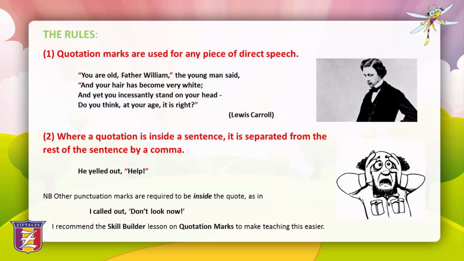2. Where the quotation is inside a sentence, it is separated from the rest of the sentence by a comma. For example, "He yelled out, 'Help.'" Note, other punctuation marks are required to be inside the quote, as in, "I called out, quote, 'Don't look now,' end quote." And this takes a fair bit of teaching. I recommend the Skill Builder lesson on quotation marks to make this task easier.